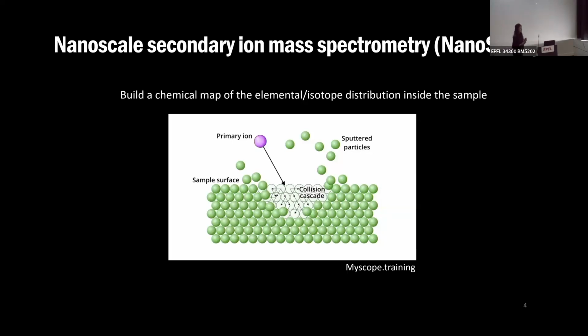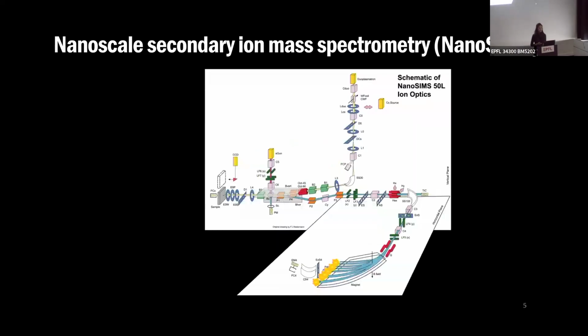NanoSIMS is a technique that is based on the principle of secondary ion mass spectrometry. So what you have is a very finely focused primary ion beam that is charged, which is bombarded on the surface of a sample. This then affects the top few atomic layers of the sample in a process called sputtering, and it causes the release of different ionic species. From these ionic species, you extract out all the secondary ions and then run them through a mass spec analyzer, and then you separate them based on their mass to charge ratio.